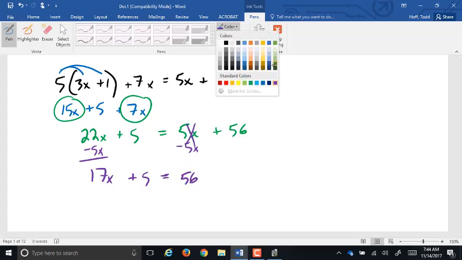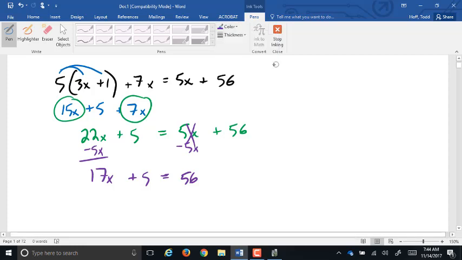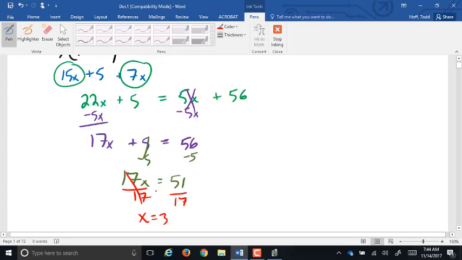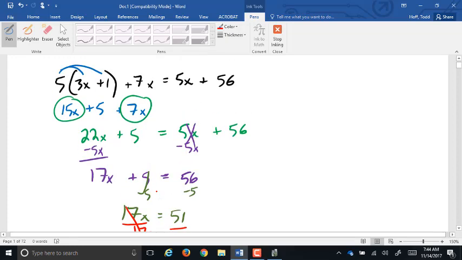And then subtract 5. 17x equals 51. And divide by 17. X equals 3.